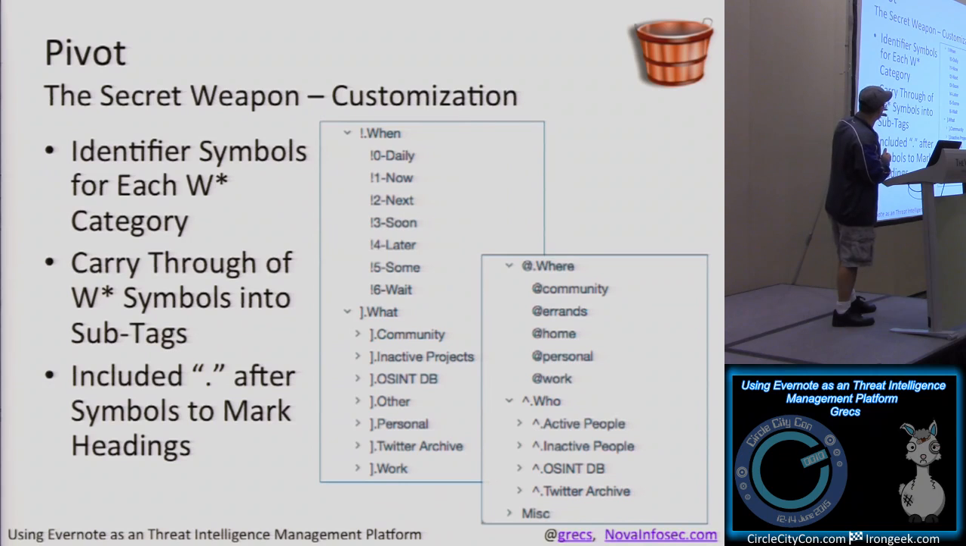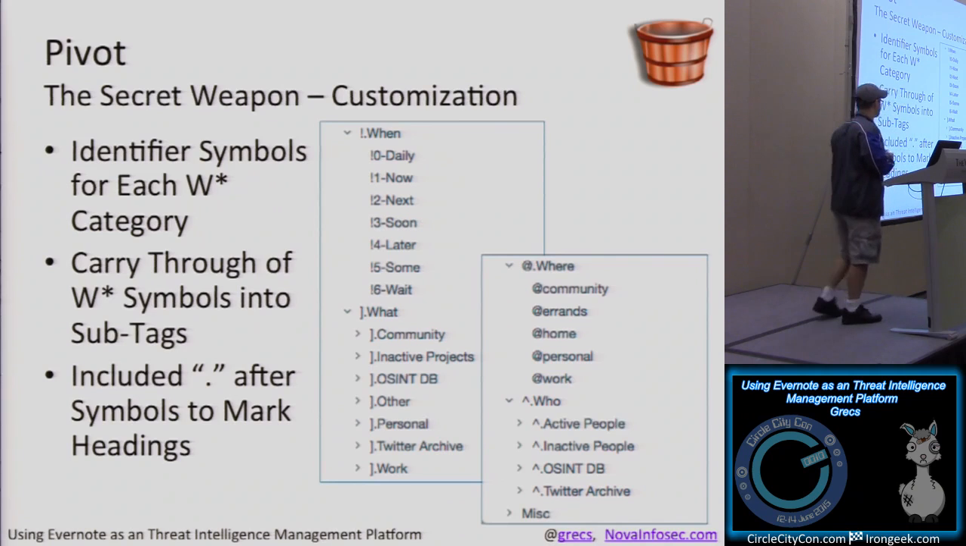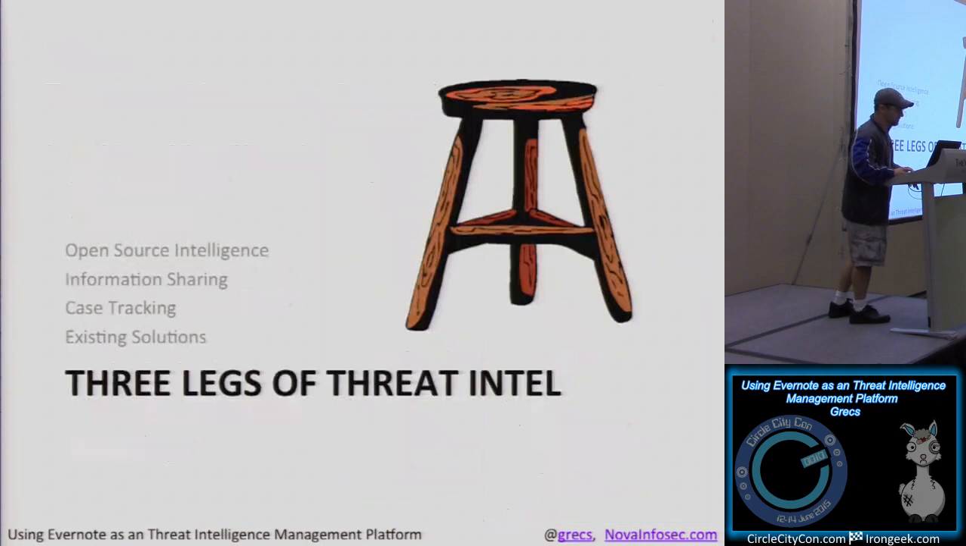And then I also carried through the symbols associated with that into subtags. Because theoretically, I could have communities, but they could be under multiple different subtags, so that you could have that same keyword in different places. And then the dot I use to indicate that it's a header versus a tag that you would actually search on. And so basically that's a summary of what my current system looks like.